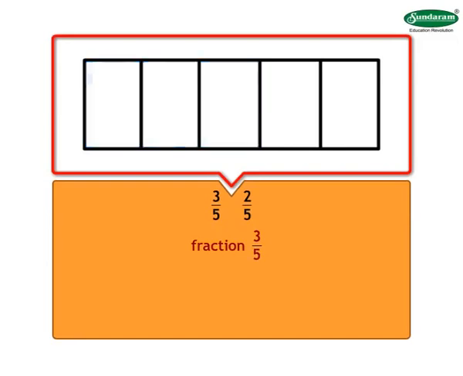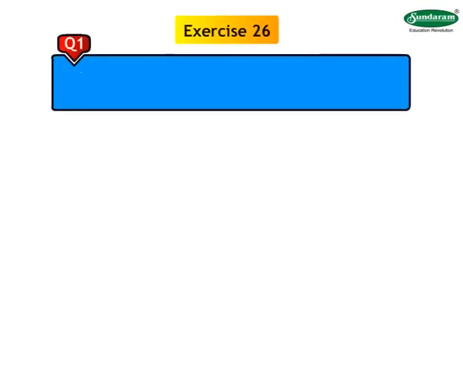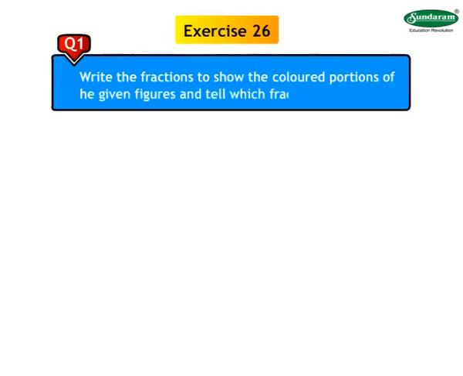Now, if I am given only 2 pieces out of the 5 equal pieces, we can show it as 2 colored parts. This fraction can be written as 2 upon 5. Now, 3 pieces of cake are greater than 2 pieces of cake. Thus, the fraction 3 upon 5 will be greater than the fraction 2 upon 5. Let us solve exercise 26 based on comparison of fractions. Question 1. Write the fractions to show the colored portions of the given figures and tell which fraction is bigger.